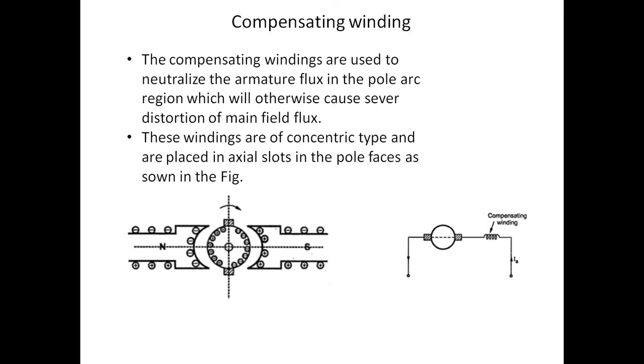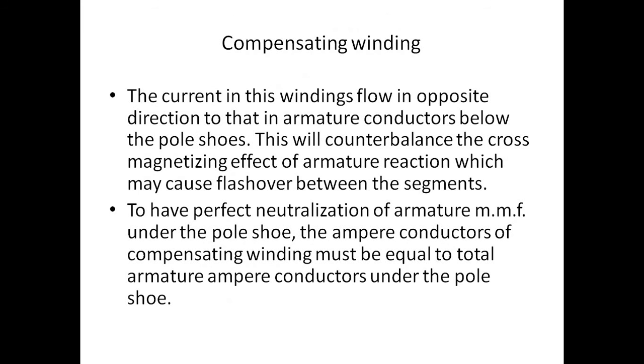The compensating windings are used to neutralize the armature flux in the pole arc region, which will otherwise cause severe distortion of the main field flux. These windings are concentrated type and are placed in axial slots in the pole faces, as shown in the figure. The current in this winding flows in the opposite direction to that in the armature current below. This will counterbalance the cross magnetizing effect of armature reaction, which may cause flashover between the segments.